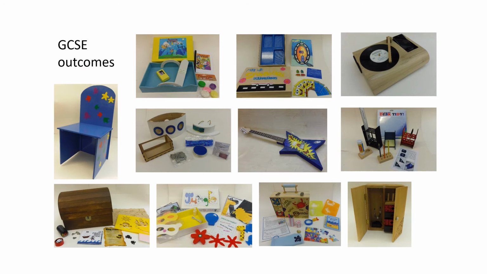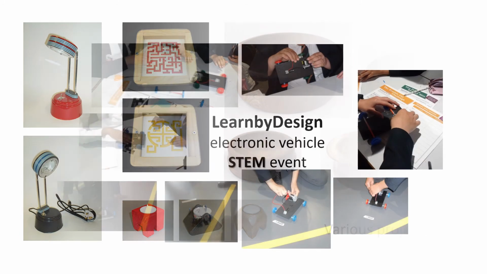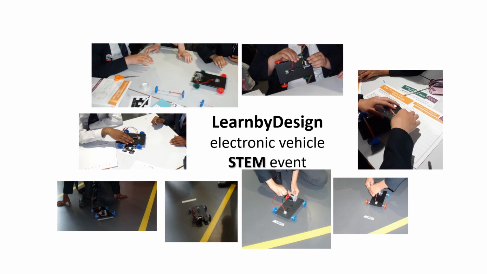And here's some examples of GCSE projects that have been made in the past. The exam board actually tells you a theme that you have to choose from. So you might be lucky that you could end up making a musical item, like a guitar. Or it might be wooden bowls or lighting. If we're able, we'll be having an all-day STEM event where Learn by Design will come in and make electronic vehicles with you.